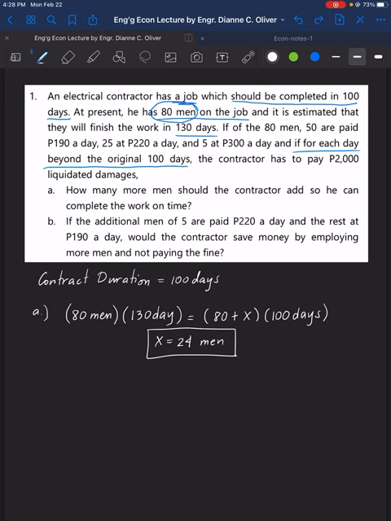Now, how do we solve for letter B? First, how do we understand this? For letter B, if the additional men of 5 are paid 220 pesos a day and the rest at 190 pesos a day, would the contractor save money by employing more men and not paying the fine? So here, the contractor is having a decision whether he will stick to the 80 men that he has and pay the fine, or he will hire additional men and not pay the fine. So he has two alternatives to choose from. So we need to help that contractor by solving.